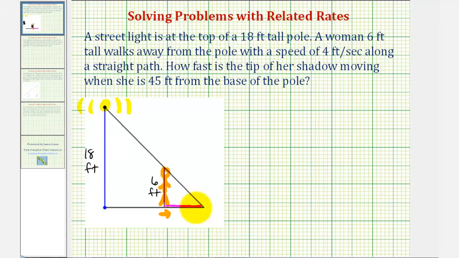Also notice we have two similar triangles. We have this large right triangle, and we have this smaller right triangle. Let's let this entire length here be equal to y, and let's let the distance from the pole to the woman be x. Notice if we label it this way, the length of this shadow would be the longer length y minus the shorter length x, or y minus x.